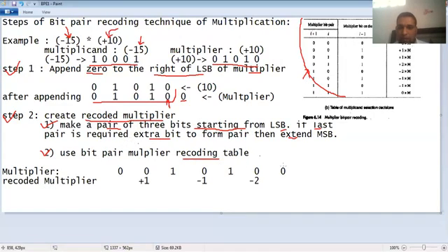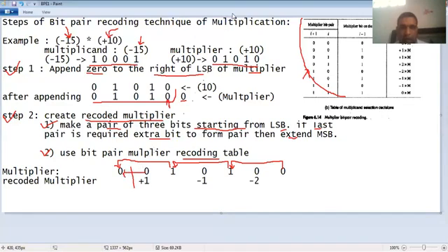So first we simply form the pair of 3 bits starting from the least significant bit of multiplier. So this would be the first pair, this would be the second pair, and this would be the third pair. Now our multiplier is of only 6 bits. One extra bit is required to make the pair. In the last pair I need one extra bit, so I have extended this 0 to form the pair.